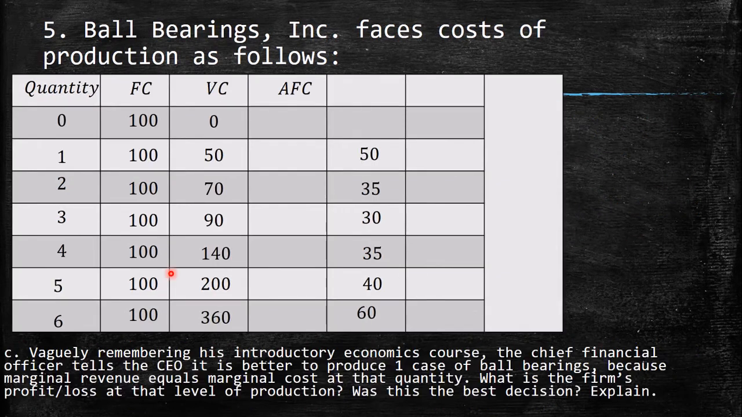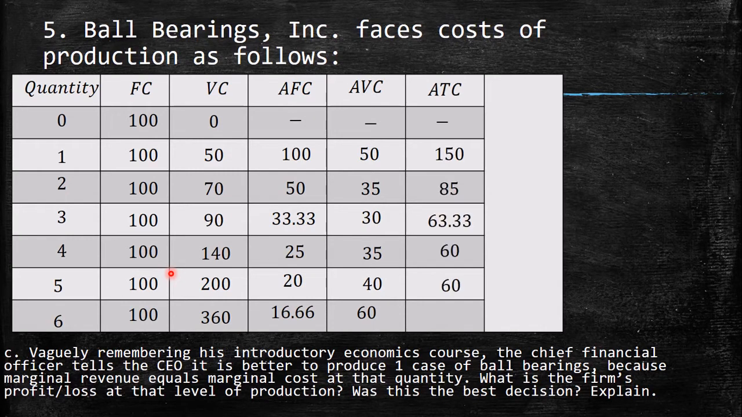The other part said, vaguely remembering his introductory economics course, the chief financial officer tells the CEO that it's better to produce one case of ball bearings because marginal revenue equals marginal cost at that quantity. What is the firm's profit or loss at that level of production? What is the best decision?